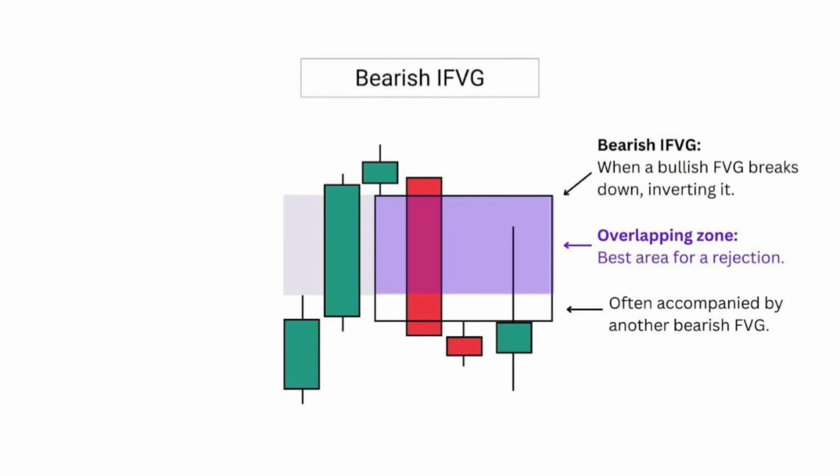Additionally, a bearish inverse fair value gap often forms alongside another fair value gap, creating an overlapping zone. This overlap acts as a key area of interest, offering traders a powerful zone to watch for potential rejection. And now let me show you how to identify the fair value gap.